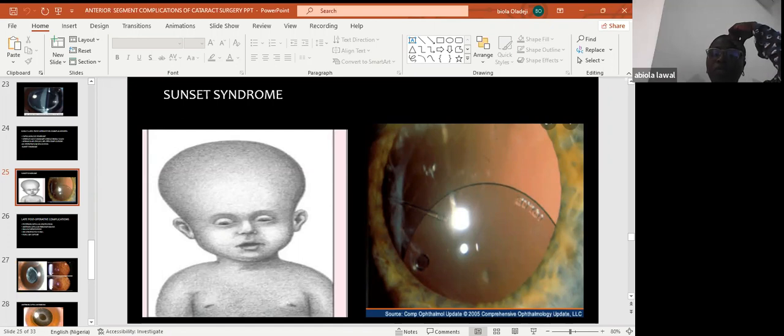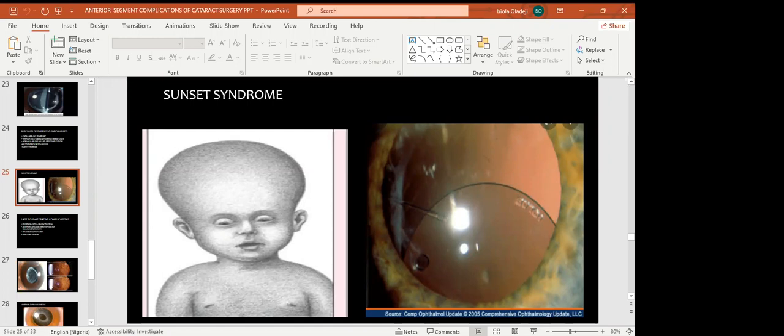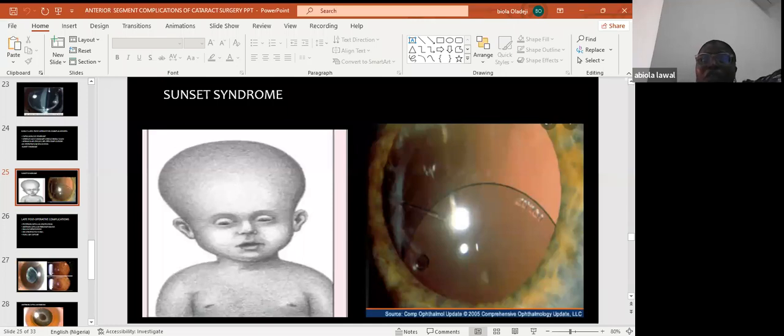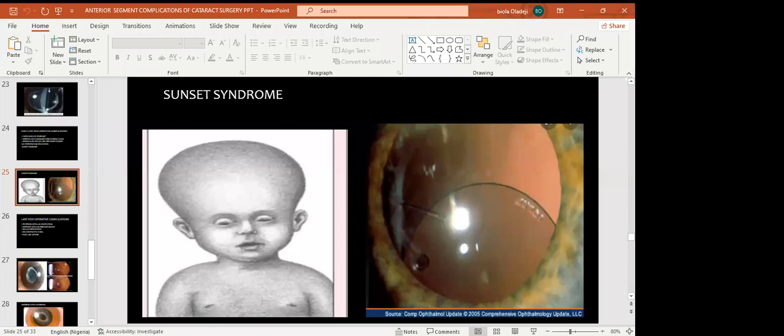Somebody asked, for pupillary block, when can you do iridectomy and when do you do iridotomy? For pupillary block, you can do it immediate post-op. Okay, the person wants to know if there is a particular preference for when you do iridectomy or when you do iridotomy.